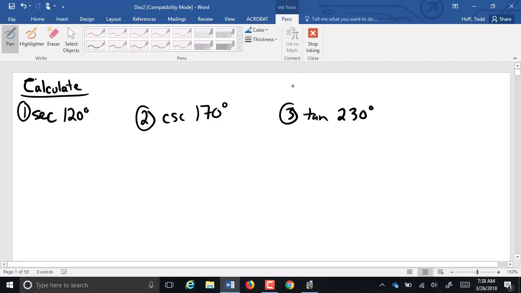Okay, so for secant of 120 degrees, what do we do? Inside the parentheses or outside the parentheses? Outside. Remember that x negative 1 is saying 1 divided by the cosine. And we get for that, -2 works for me.